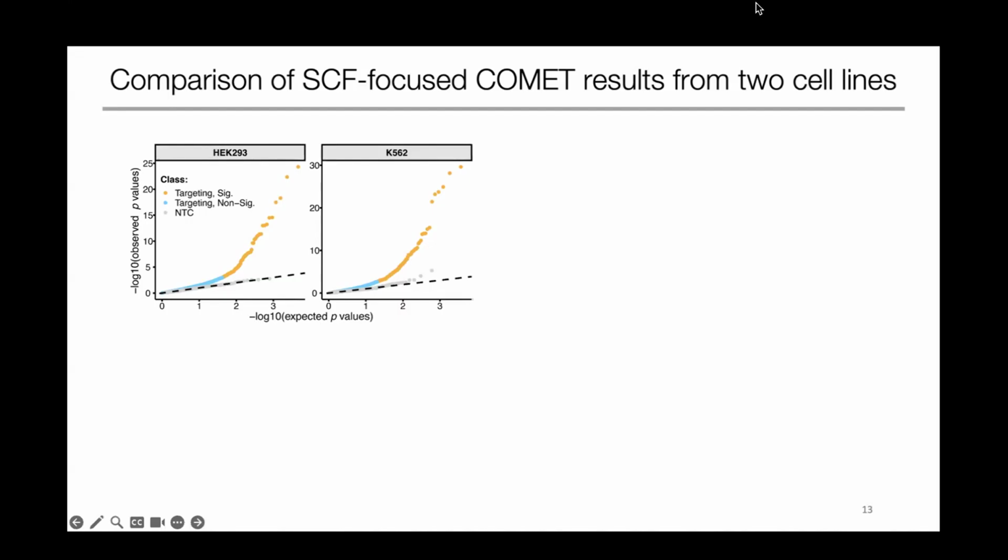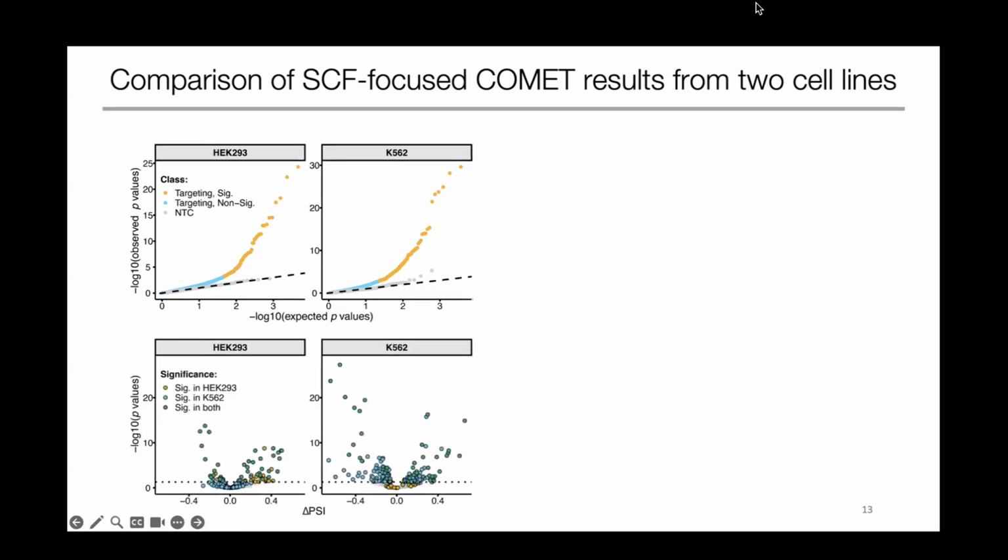So if it's an NTC guide, it's gray. If it's a targeting guide, but it didn't have a significant association, it's blue. And then if it's a targeting guide and it had a significant association, it's yellow. So if the assay is well calibrated, you would expect the NTC guides to track the diagonal dash line, which is what we see. And then we see an enrichment of p-value signal in the targeting significant guides. And then we can plot this and look at the delta PSI. So what's the change in PSI when you knock out something, and compare that to the p-value.